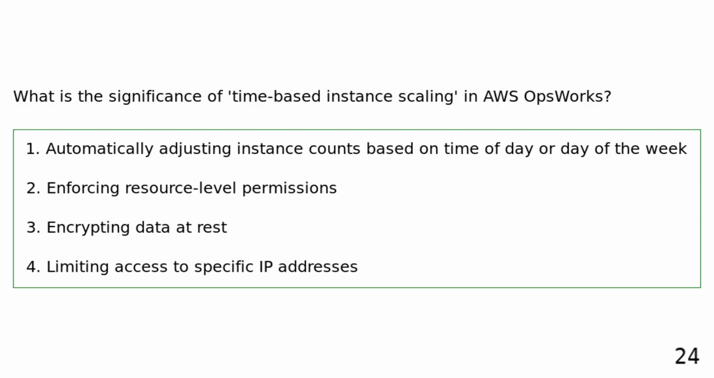What is the significance of time-based instance scaling in AWS OpsWorks? Automatically adjusting instance counts based on time of day or day of the week. Enforcing resource-level permissions. Encrypting data at rest. Limiting access to specific IP addresses.